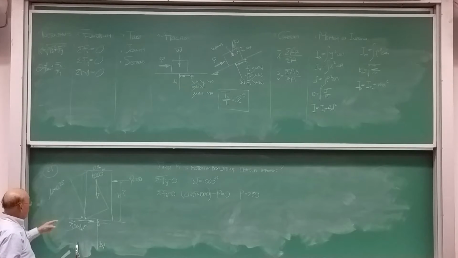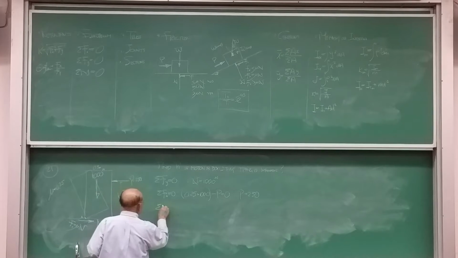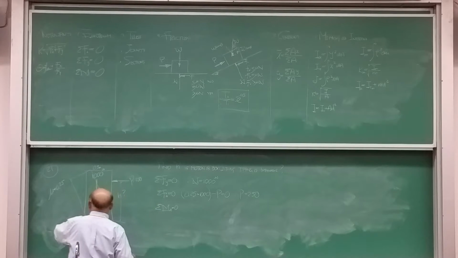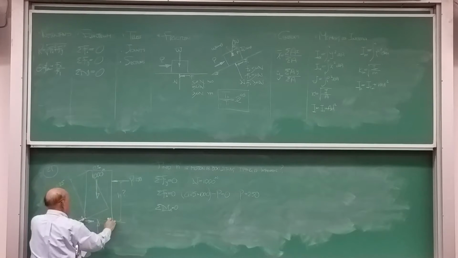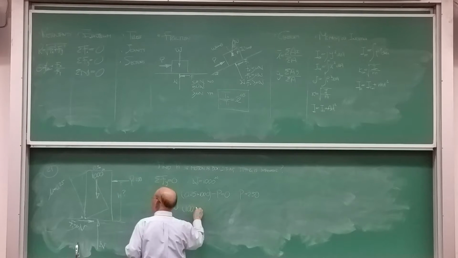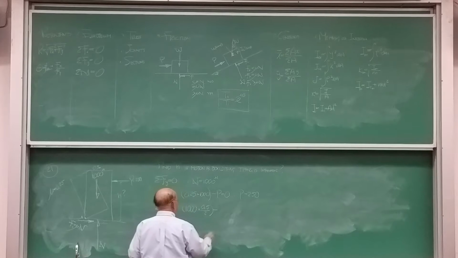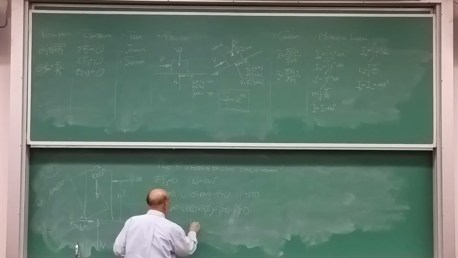So we have to take a moment about the A. So next one is moment about the A must be equal to 0. Well, then this times that minus this times that is equal to 0. 1,000 times half of that, which is 0.5, minus 250 times h is equal to 0. And here, h comes out to be 4.